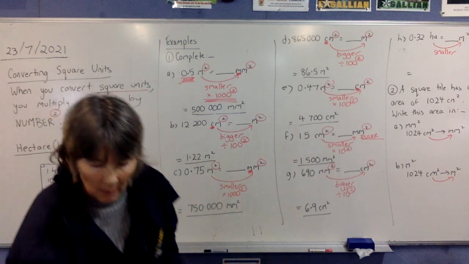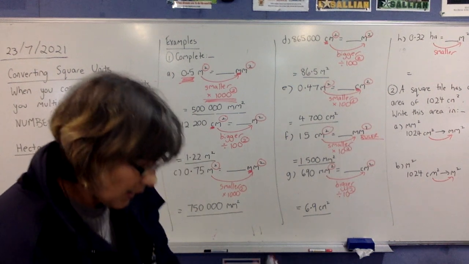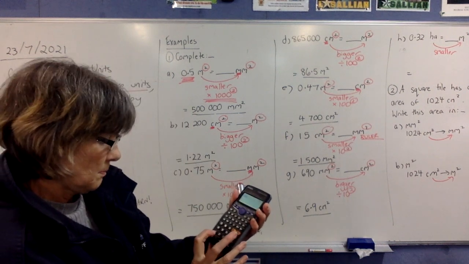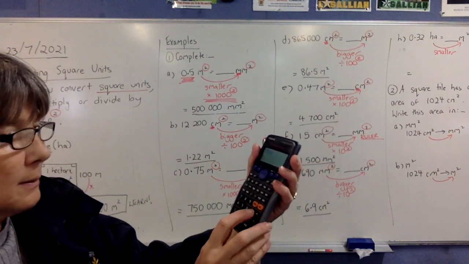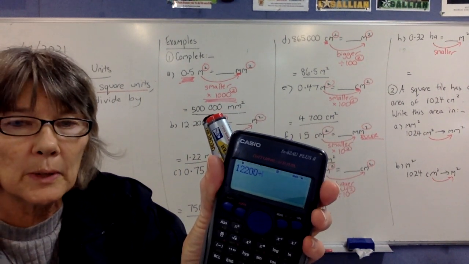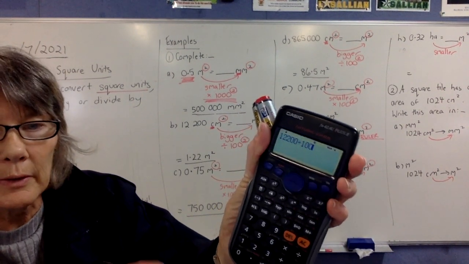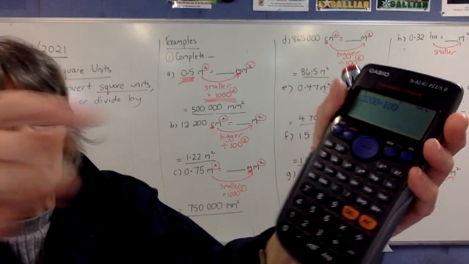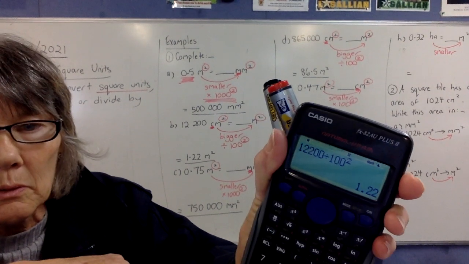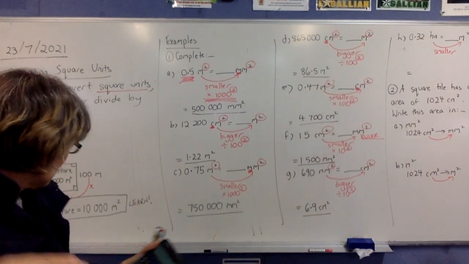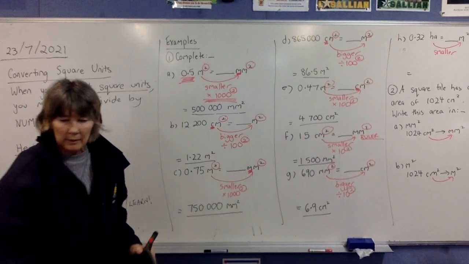Okay, so same thing, go to your calculator, we're going to type in 12,200, then we're pressing divided by, then we're pressing 100 squared, 100, and then don't forget the squared button is up on the top row there where it says x squared. Press it, press equals, and you get 1.22. So we write 1.22 and write your metres squared on the end.